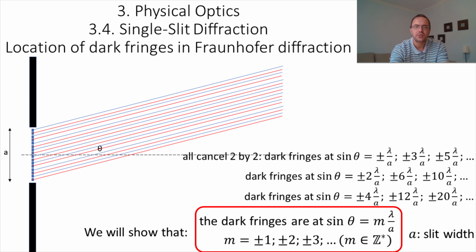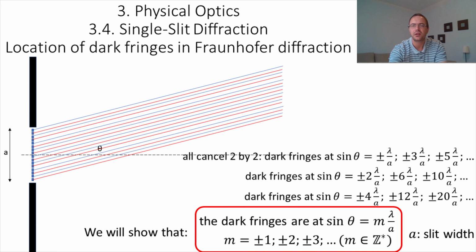And so overall, what you see is that we obtain more and more of those conditions for dark fringes. And eventually, we get a dark fringe for any value of m that is an integer except 0. So let's look at what happens when m is equal to 0. m equal to 0 means that theta is equal to 0. So it means that the rays are coming straight.